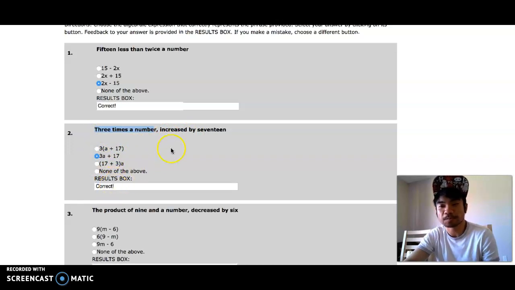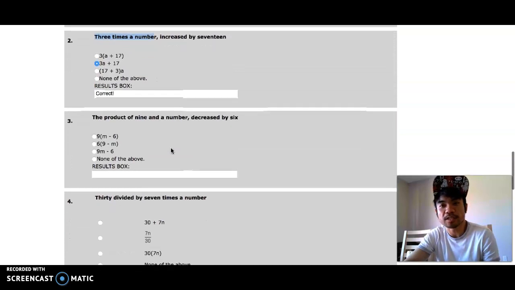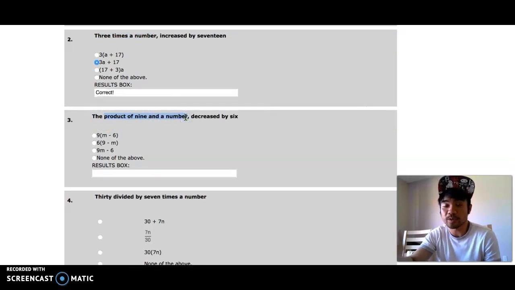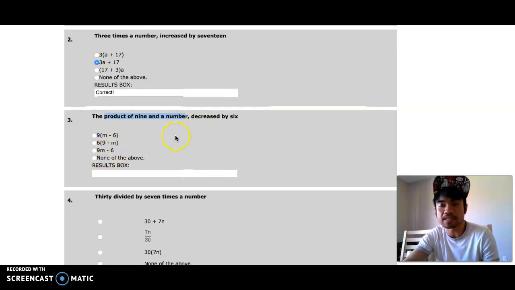I'm correct. This one, the product of 9 and a number decreased by 6. What is product? Hopefully you have that sheet next to you. Product is multiplication, so it's going to be 9 times a number, 9 times m in this case, and then decrease by 6. Decrease, you're going down. So it's going to be 9m minus 6, and I'm correct again.